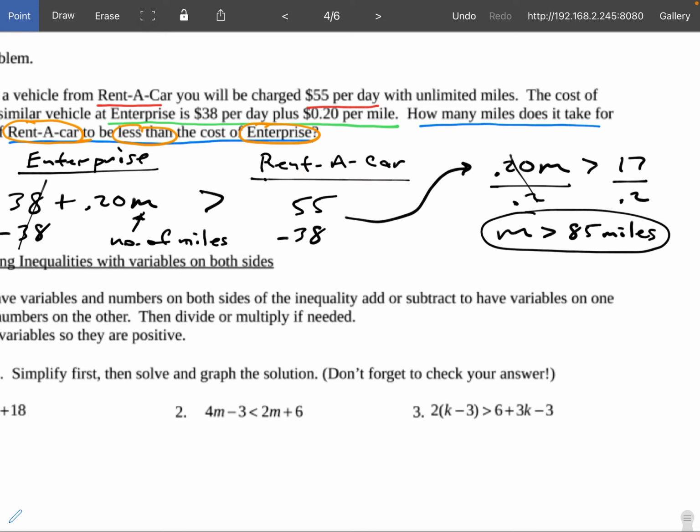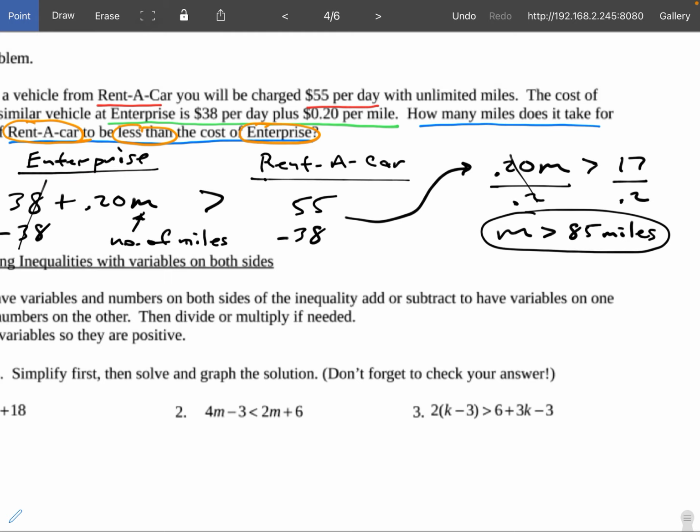And I'll put miles on there. So that's your solution right there. You don't have to graph it. What does that mean? That means that rent-a-car will be cheaper when you're going to drive more than, or greater than, 85 miles. So if you know you're going less than 85 miles, you're going to want to rent from Enterprise. Does that make sense?